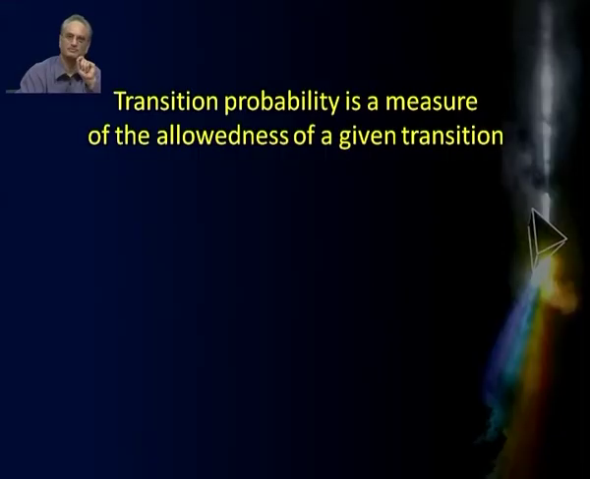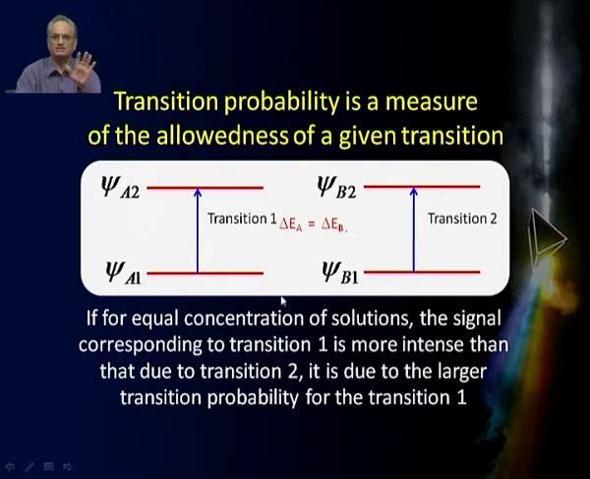So, the probability for a given transition to take place is somewhere in between. That is going to determine the intensity. Let us see how it happens. Now, look at this diagram here.